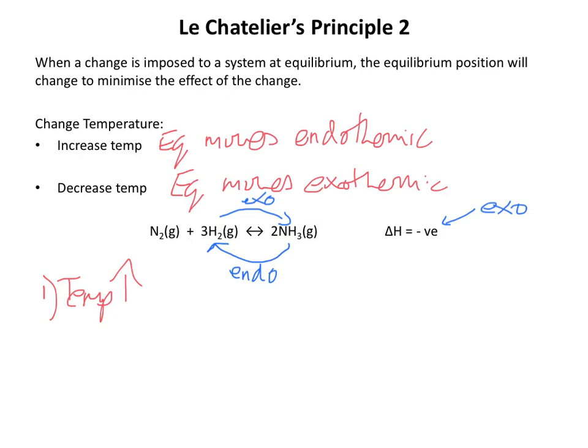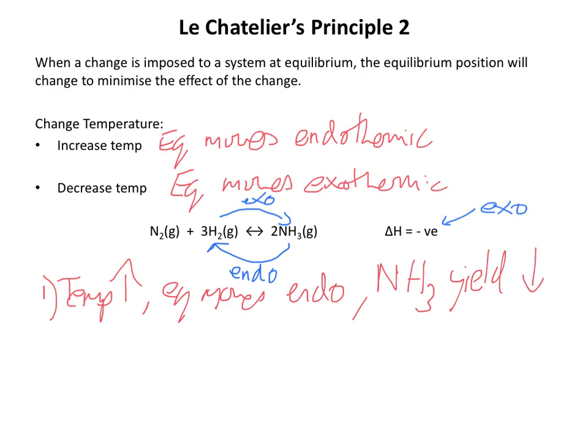Okay, and I think it's important we write that down. So if temperature increases, EQ moves endo. Okay, so NH3 yield decreases.